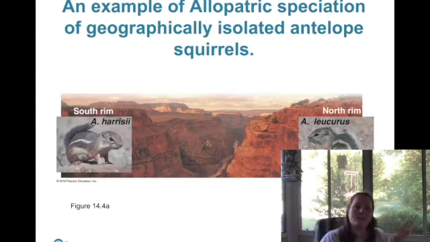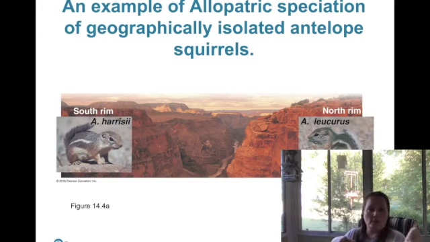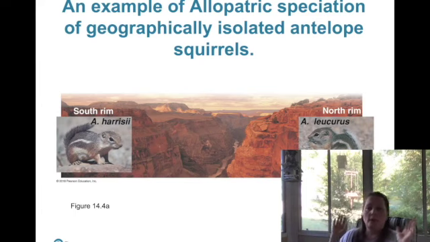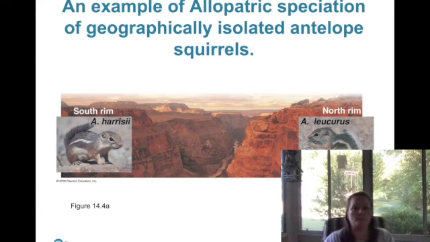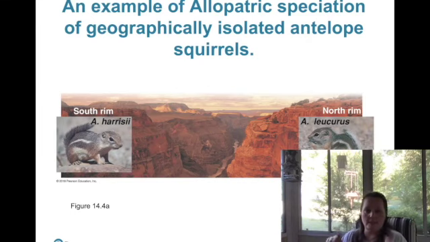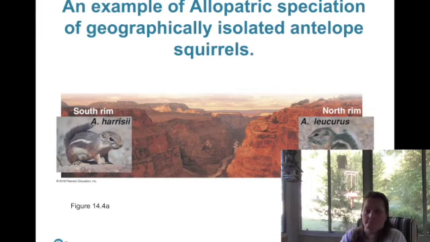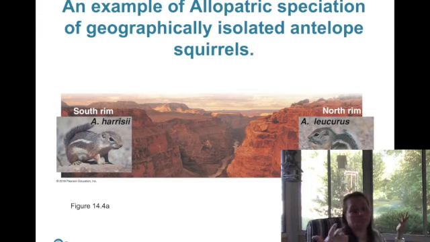All right, this is also an example of allopatric speciation between these little squirrels. Aren't they cute? The south rim and the north rim, very similar, but they're different species because they have changed slightly. Look at the difference. Their colors are a little bit different and stuff because they got separated by the canyon.